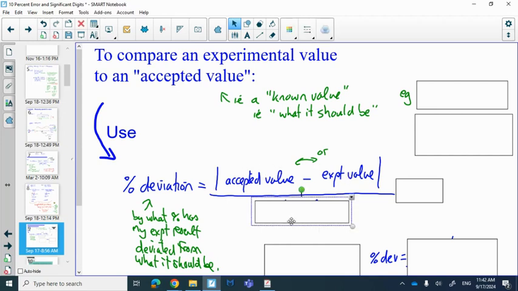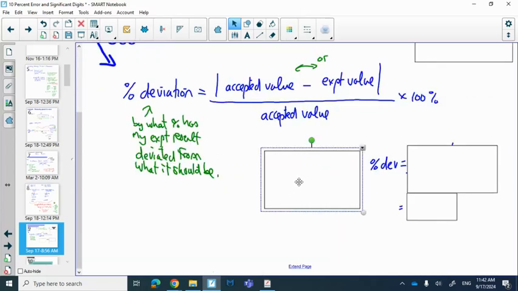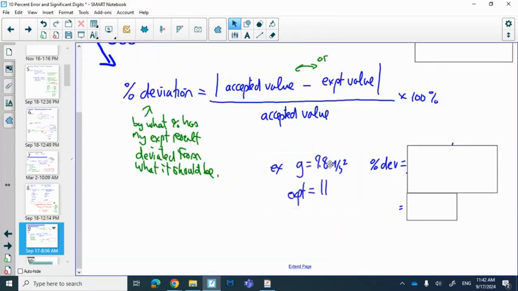Doesn't matter because we're going to absolute value it. But you compare it to, you divide it by the accepted value and then slap the 100% on it, okay? So for example, if you're measuring the acceleration due to gravity, it's supposed to be 9.8. By experiment, you found it was 11.